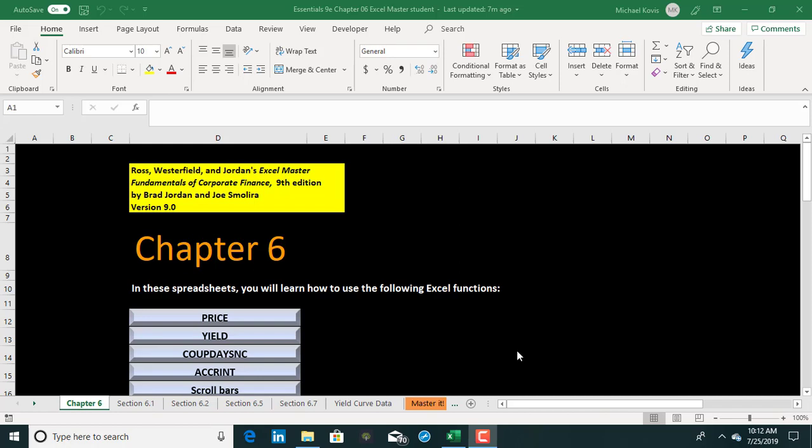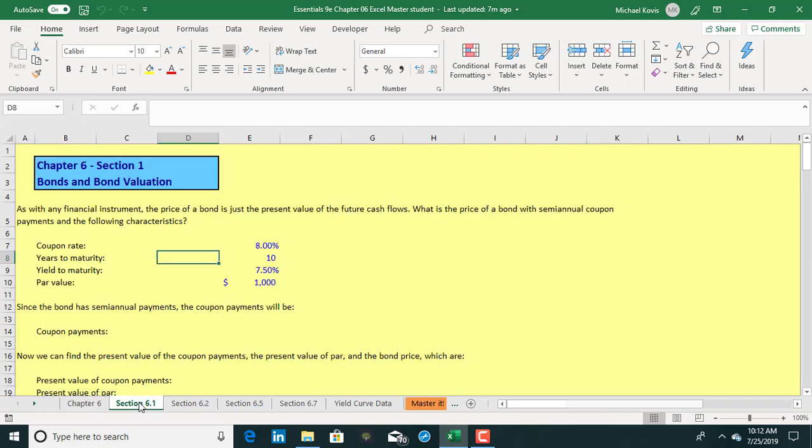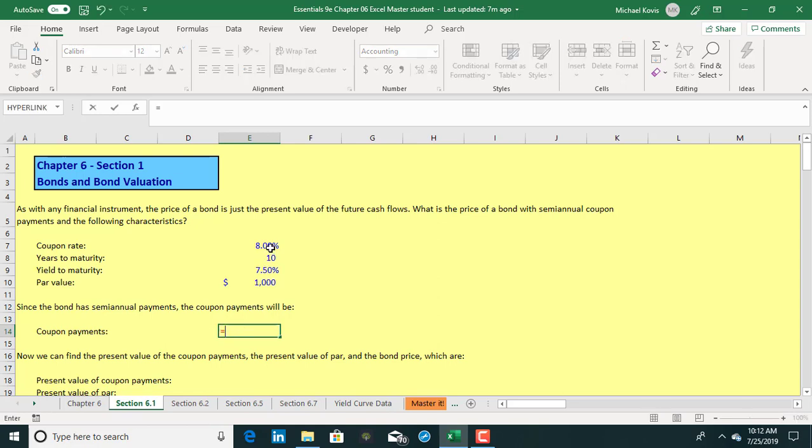Alright, let's dive into Chapter 6, and go over some of the functions that we will be using in Excel. Alright, so we need to get our coupon. Well, the coupon is nothing more than the coupon rate times par value. It tells us semi-annual, so we divide by 2. And that's typical with your corporate bonds.